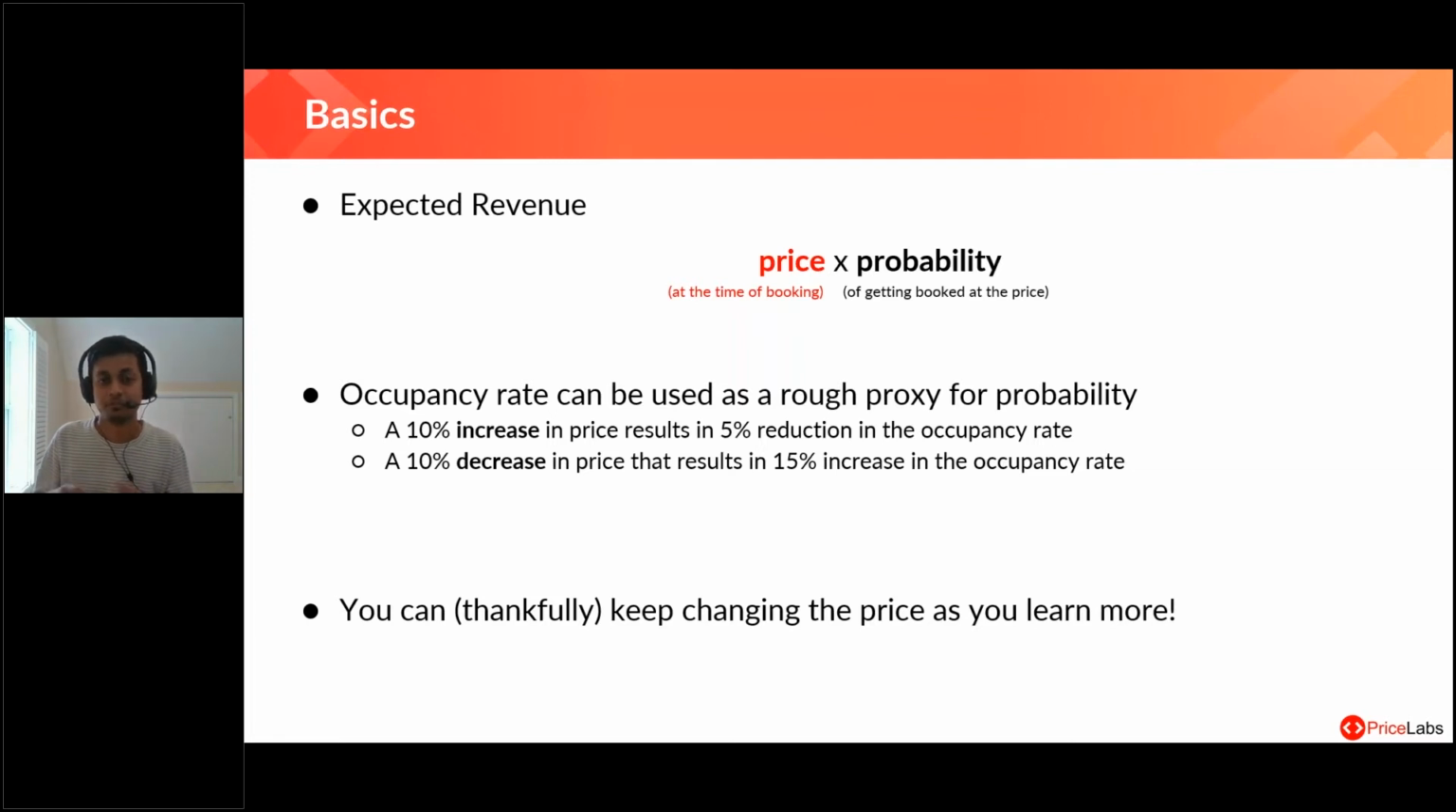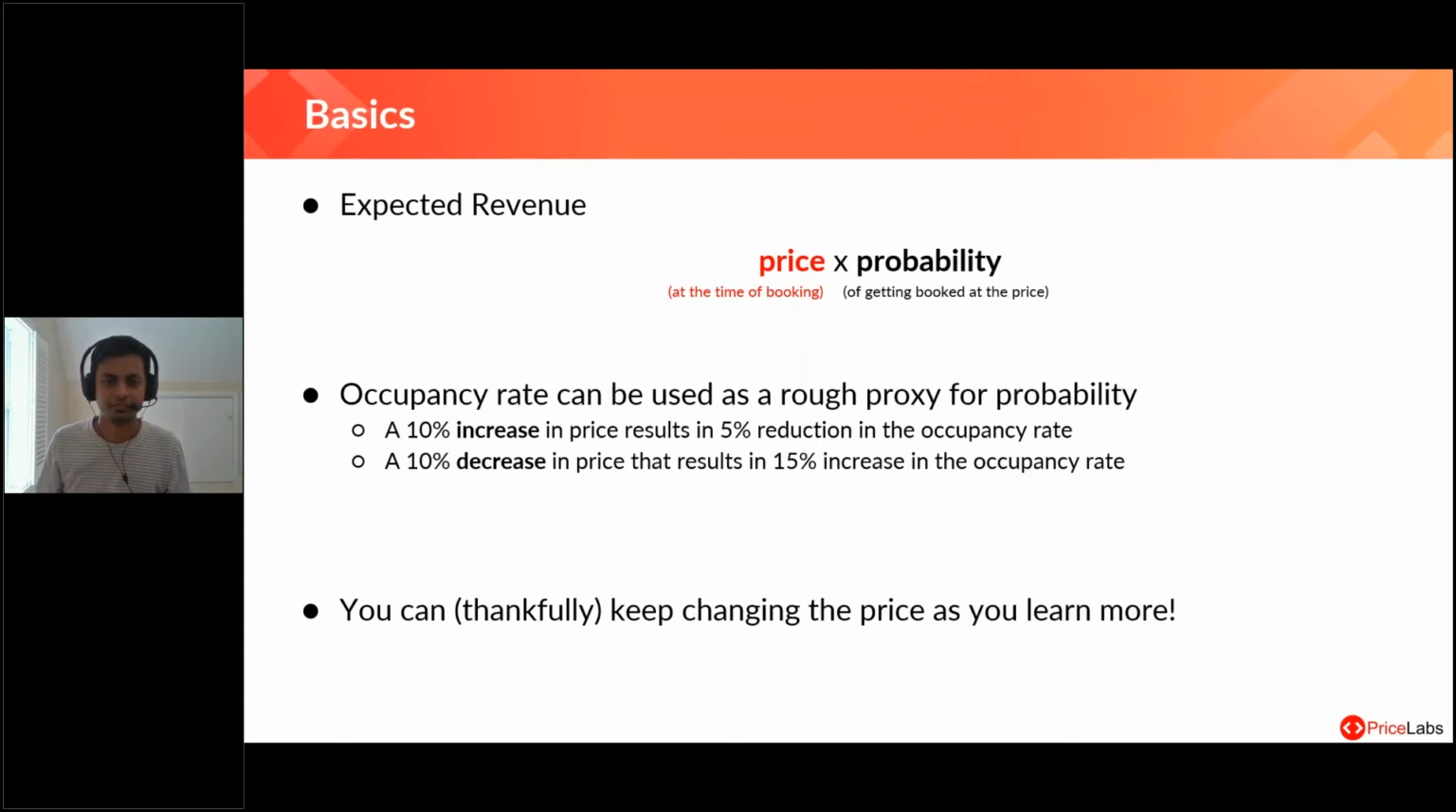Now, if you set the price somewhere in between, the probability is going to be between 0 and 1. And you can then find the point where you're going to make the most money in some ways, and it's going to be more than $20, hopefully. Now, probability is very hard to wrap your head around, especially when looking at a future date when so many things are unknown. What's commonly used as a proxy, especially when looking at historic data, is occupancy rate.